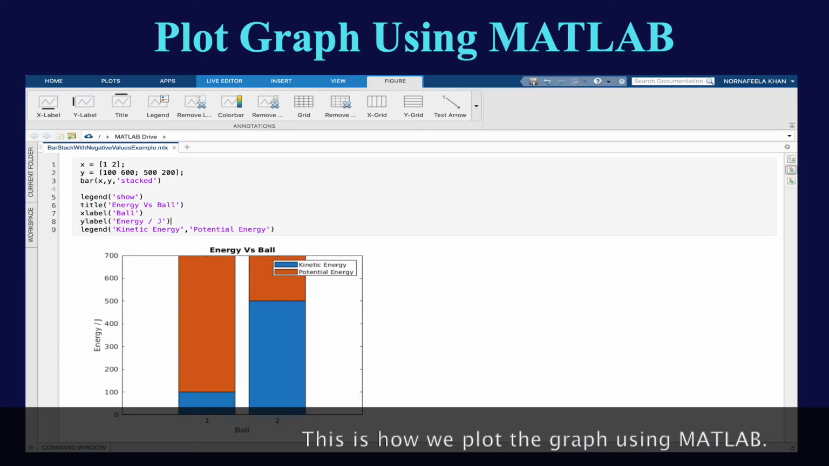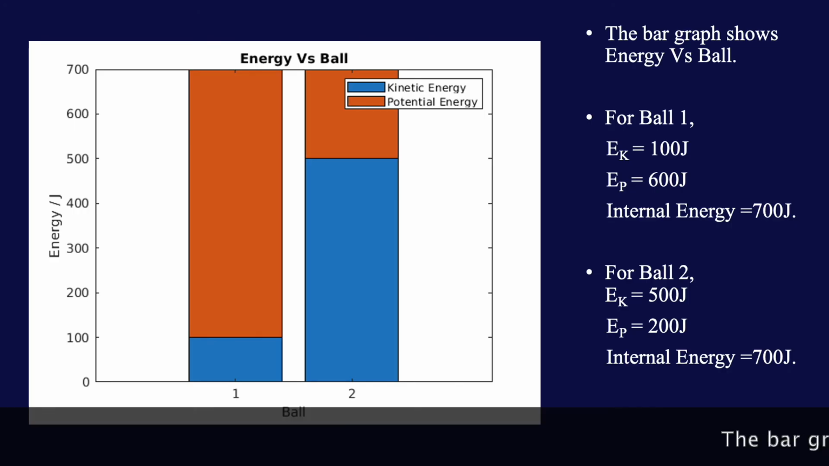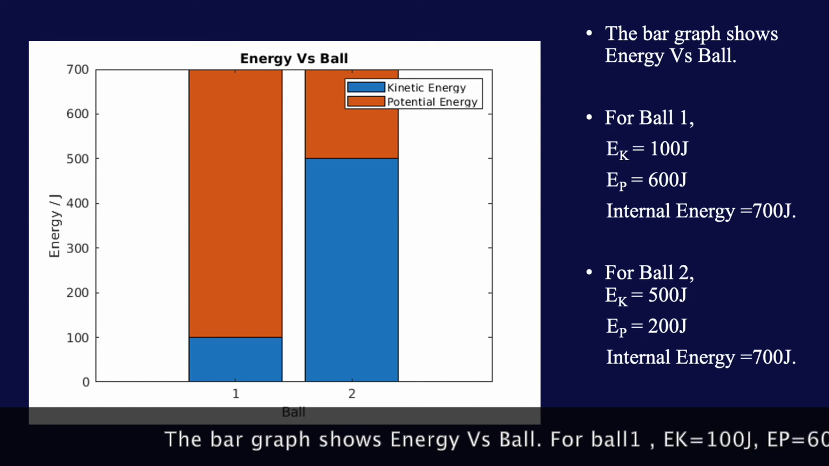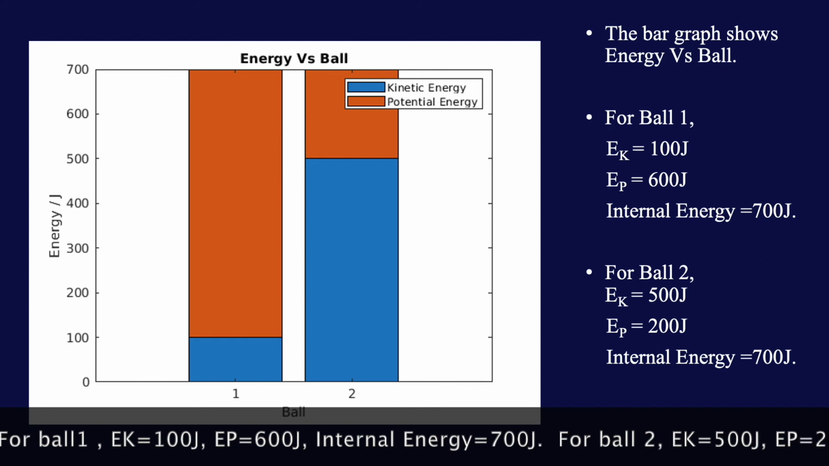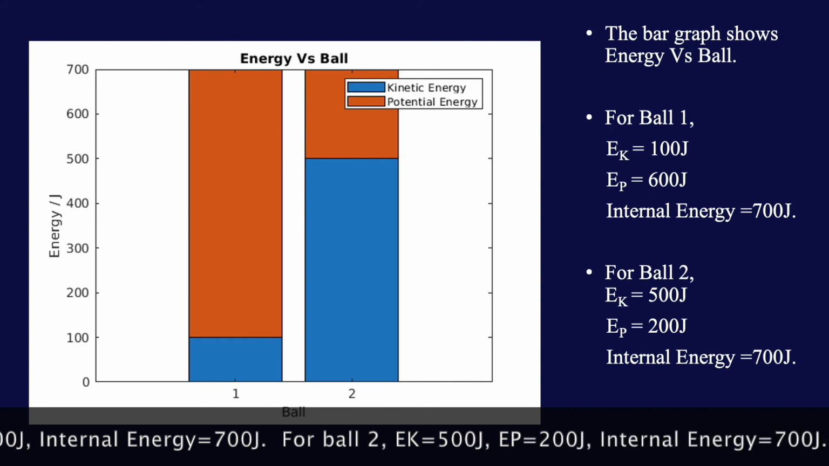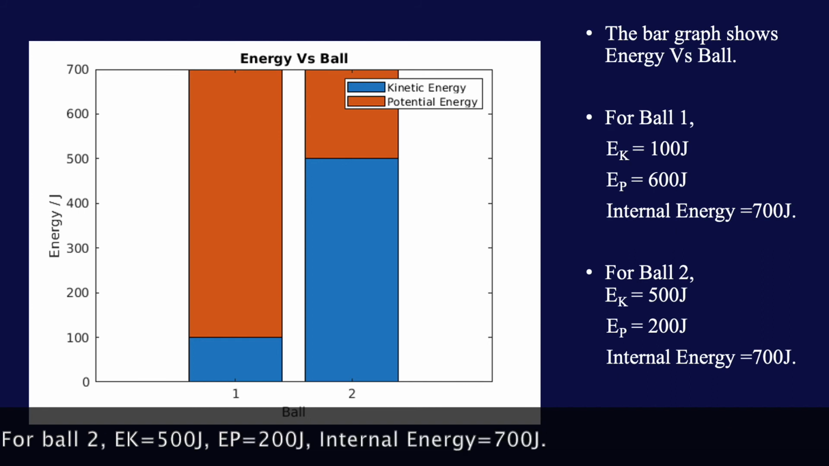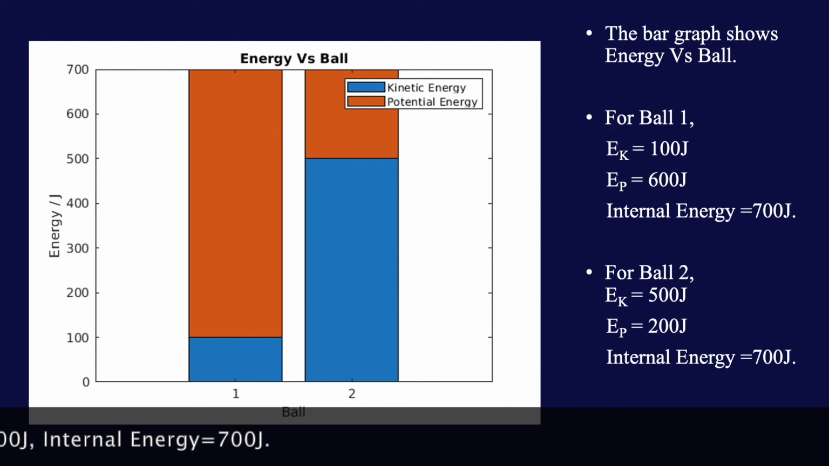This is how we plot the graph using MATLAB. The bar graph shows energy versus ball. For ball 1, EK equals 100 joule, EP equals 600 joule, internal energy equals 700 joule. For ball 2, EK equals 500 joule, EP equals 200 joule, internal energy equals 700 joule.